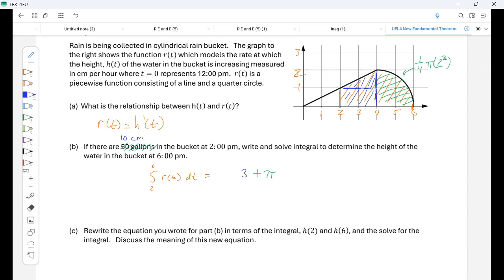So this is the key to integrals, though, despite everything else of the nonsense that's going on here. When you get the 3 plus pi, which is about 6, right? That is just telling you how much the increase is. Since it's positive, it's an increase. So to figure out how much water there actually is in the bucket, we have to start with 10 plus, and we need to keep that 10 plus over here on the right side.